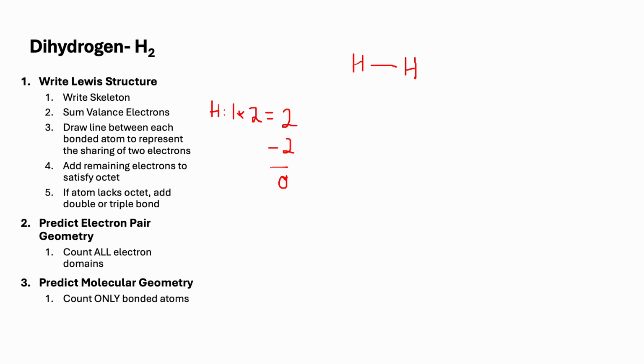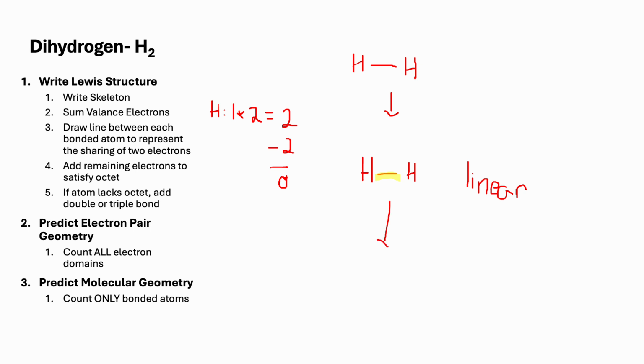We want to predict its electron pair geometry. So I'll draw an arrow here. Its electron pair geometry is going to count all of its electron domains. So the question is, how many electron domains does it have? It has 1. There's only 1. There's no lone pairs, there's nothing else, just 1. So with 1 electron domain, that means the molecule is going to be linear. And so that is its electron pair geometry. Ooh, boy, that is a rough looking linear word. Oh dear. But it's linear.